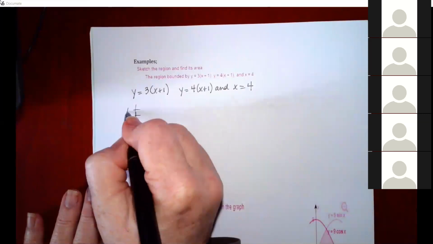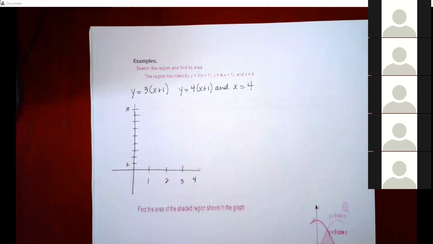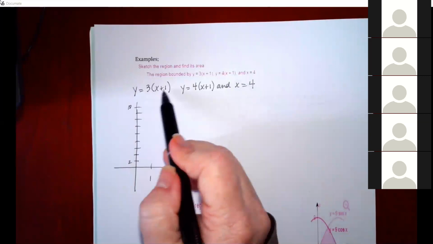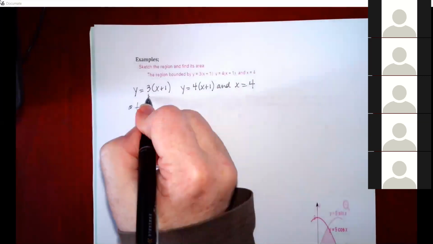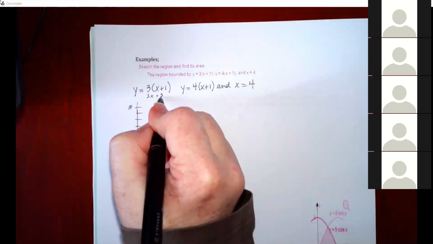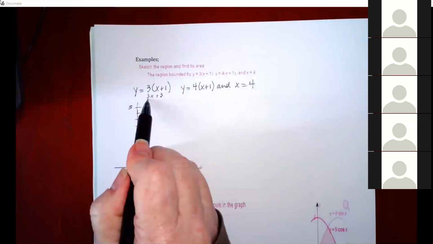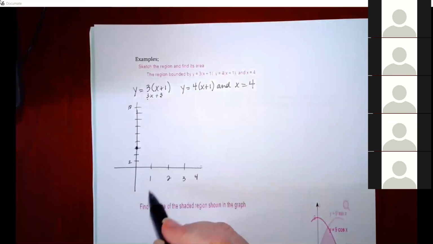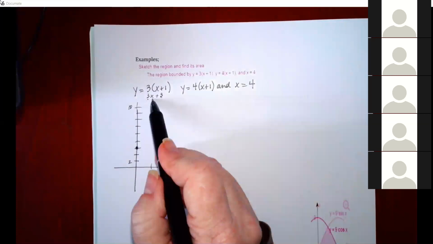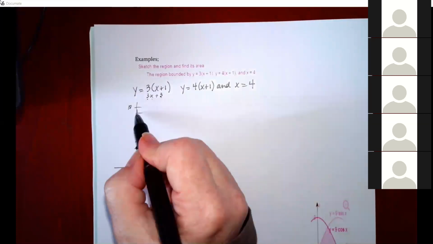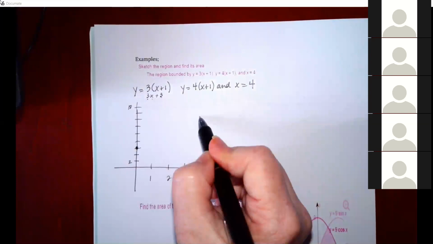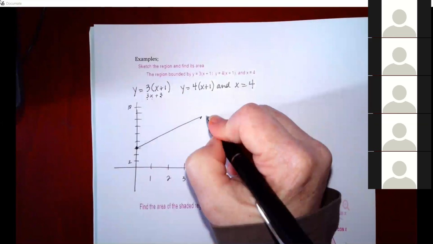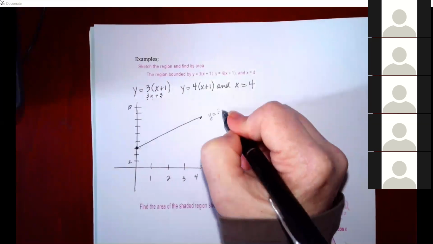So this would be 18. I'm going by 2s on the y's just so I can get this whole graph on there. All right, so if I graph 3 times x plus 1, that's the same thing as 3x plus 3. So that's a line with a slope of 3 and a y-intercept at the point 0, 3. So when x is equal to 4, I would have 15. So that would be right about there. So there's my graph of y equals 3x plus 3.